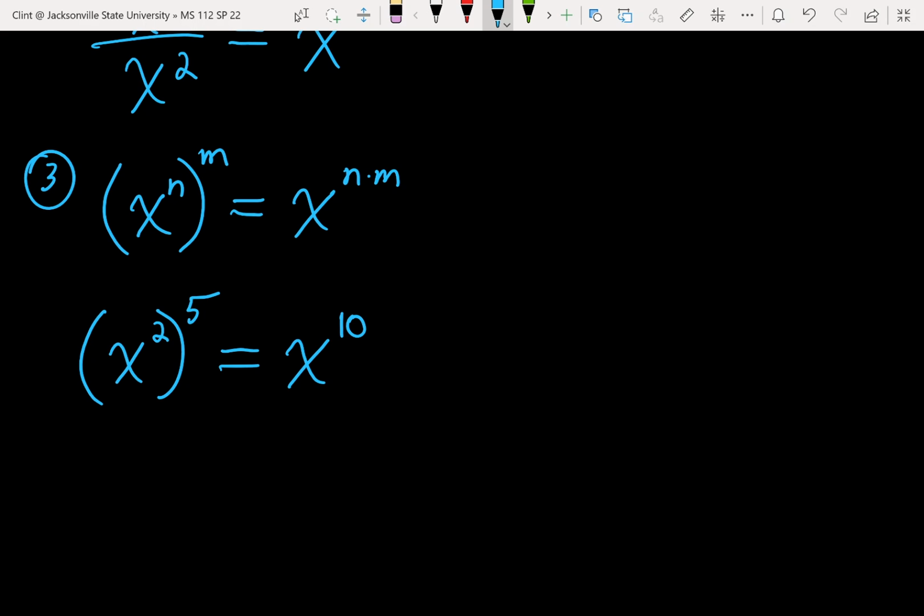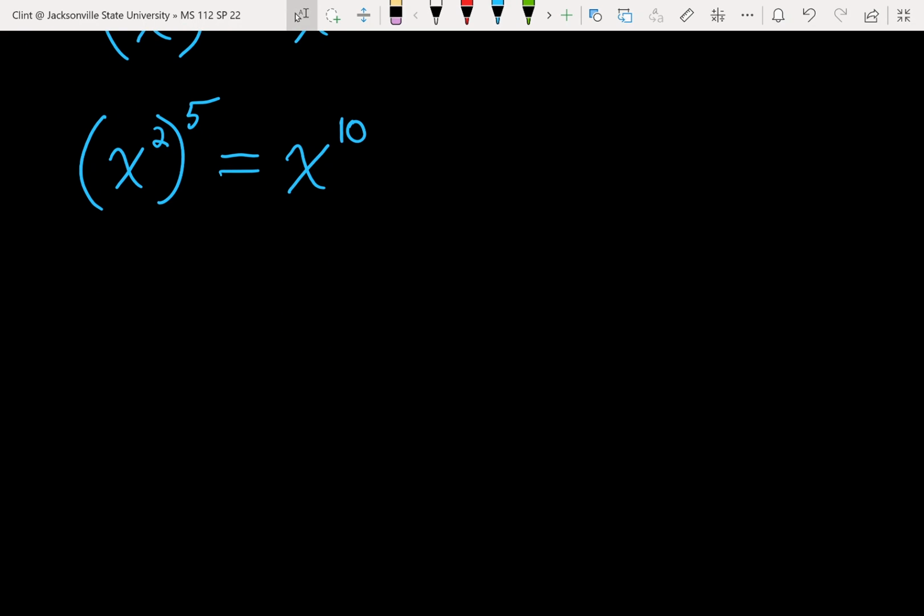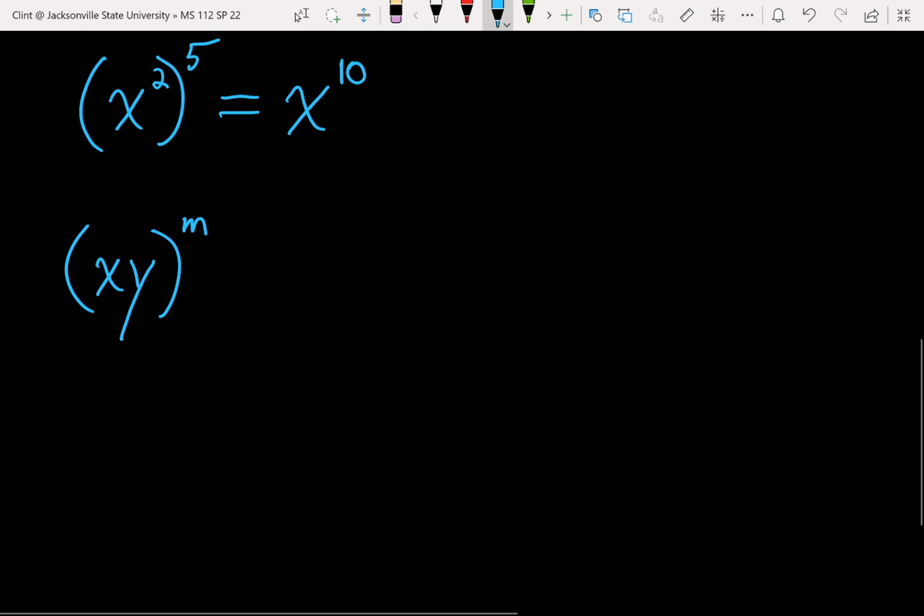And we've got one more thing to look at. I don't have to call it another property, but if we have this situation, what's going on here is we have x and y multiplied, their product, and we want to raise that product to a power. Anybody remember what our answer is going to be? Similar to what we just did.